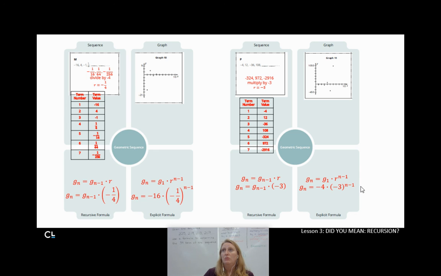Whew. That was a bit much. But we now have formulas for everybody, right? And now you should be pretty comfortable with these recursive and explicit formulas, especially the explicit formulas. We've used them a lot because they're magical.